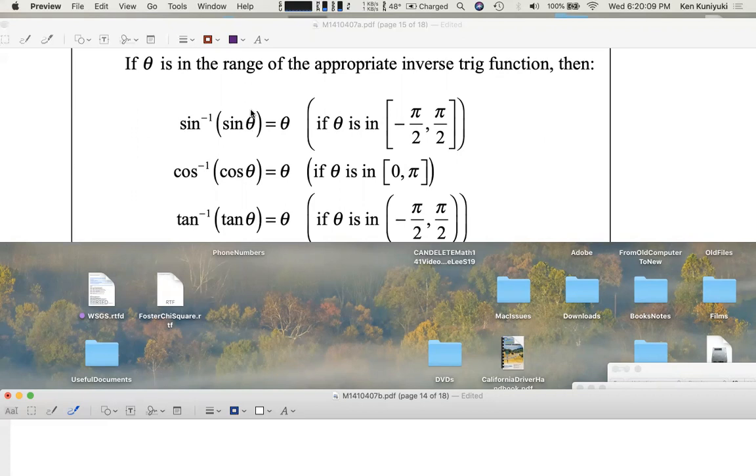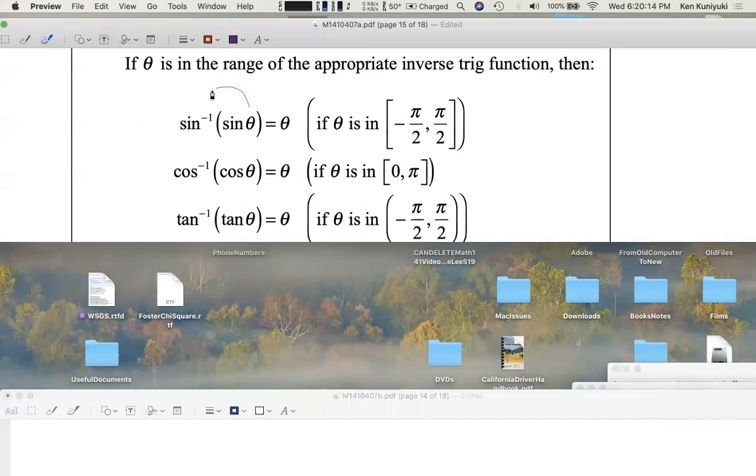Well, this angle theta is going to ask inverse sine. Again, it's going to ask the outer function, am I in your range or not? And if theta is in the range of this outer function, in this case inverse sine, then theta will be the output. It will be the answer. It's what this simplifies to.